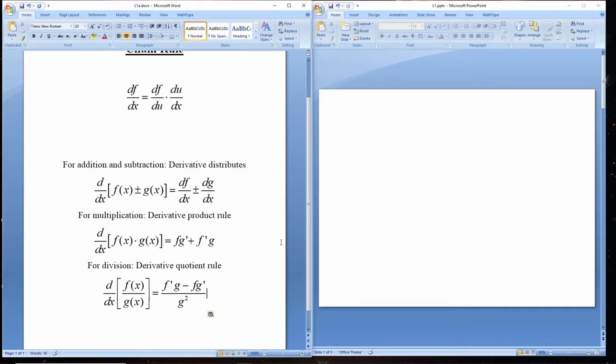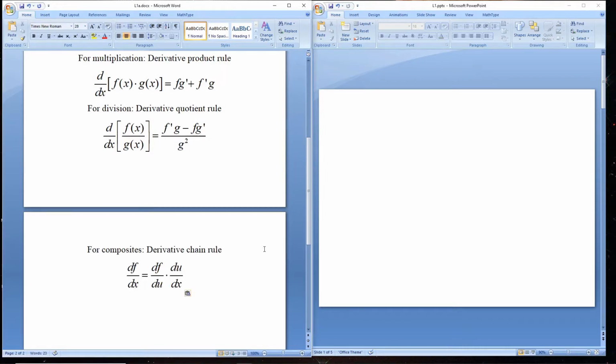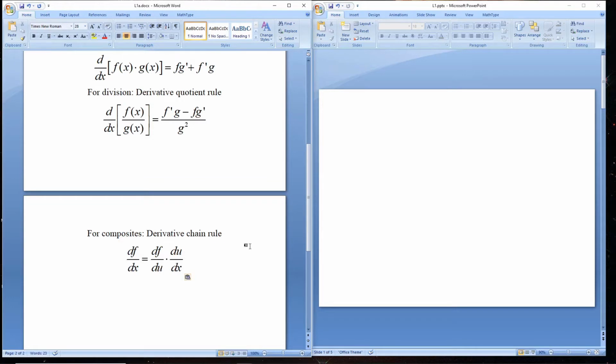So you might be asking yourself, well, what's left? If we have addition and subtraction, the derivative distributes. We have multiplication, we use product. If we have division, we use quotient. What else is left that the chain rule would apply to? And that answer is the fifth operation in algebra, which is the composite. For composites is where you use the chain rule.